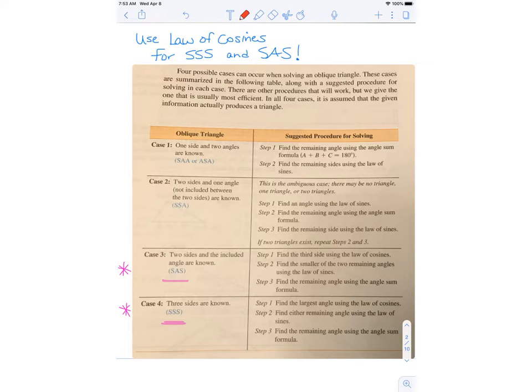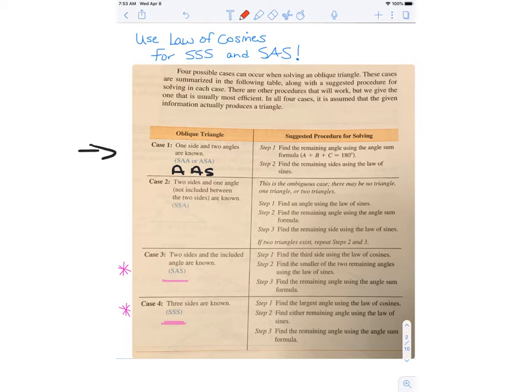So here, when you have either SAA, or even, you could even say it as AAS or ASA, for these, what you're going to do is you're going to find the third angle first by adding the 2 that you have and subtracting from 180. And then you're going to find the remaining sides by using law of sines. The order doesn't matter on which side you find first.